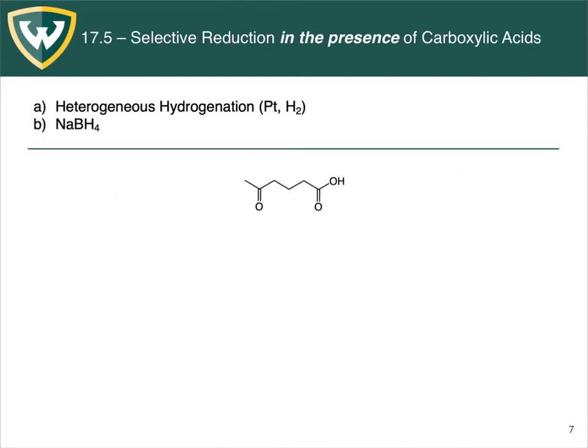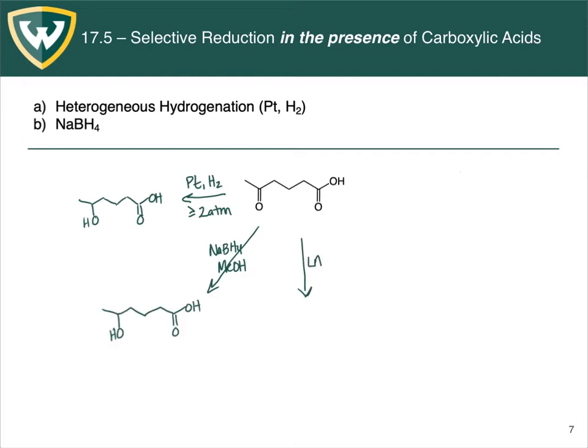So as you can see, you're not going to be able to reduce a ketone or an aldehyde in the presence of a carboxylic acid using something like lithium aluminum hydride. However, you can do it through heterogeneous hydrogenation or using sodium borohydride. For heterogeneous hydrogenation, this is typically done with a platinum catalyst and high pressure, at least 2 atmospheres. You can also access the alcohol using sodium borohydride and methanol.